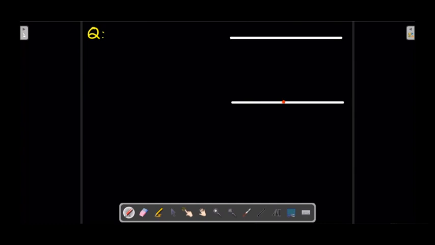So let me mark some important points for this question. A is 1. B is exactly the point opposite to A in the other bank, so I'm not able to draw it straight. So this is your B, and there are two other points which he's marking, one on this side and one on this side.